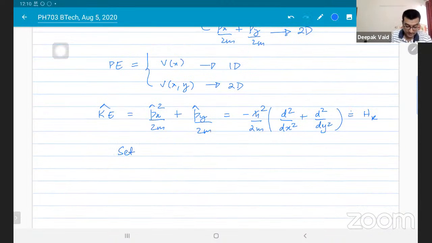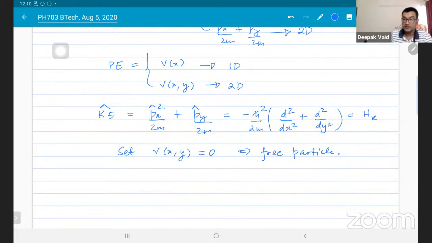So now let us set the potential to 0. That means we have a free particle. Let's see what the eigenstates of the Hamiltonian are. Then our eigenstates just become Hk acting on psi is equal to some E times psi, right?